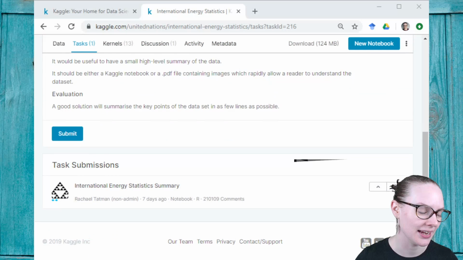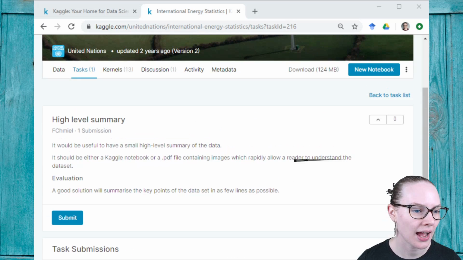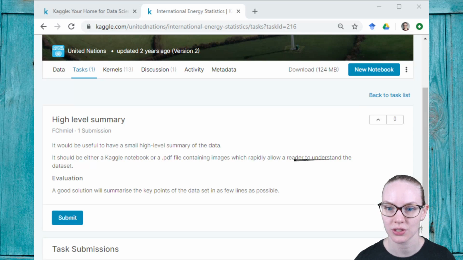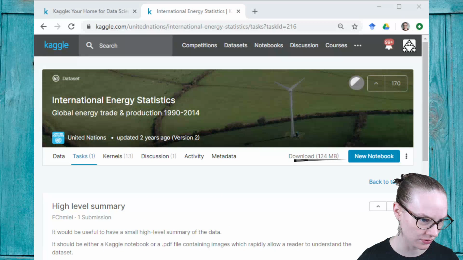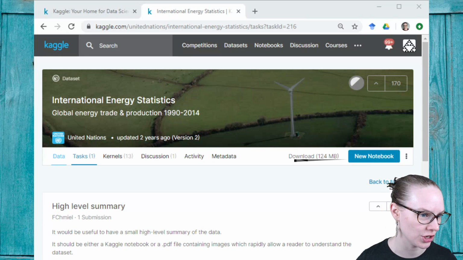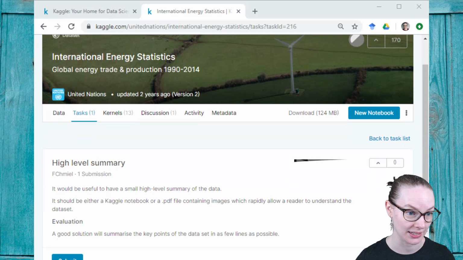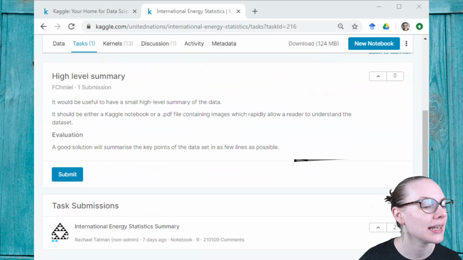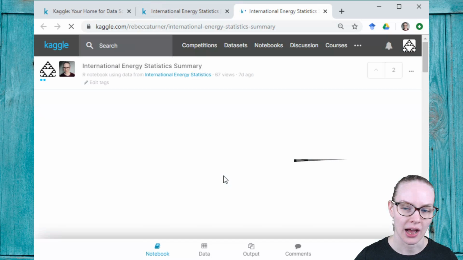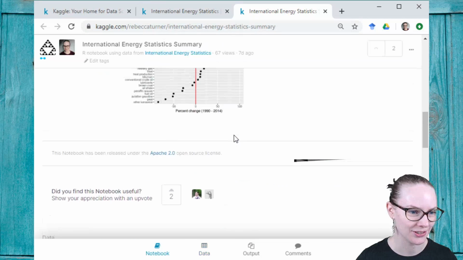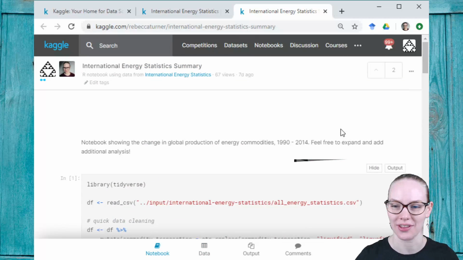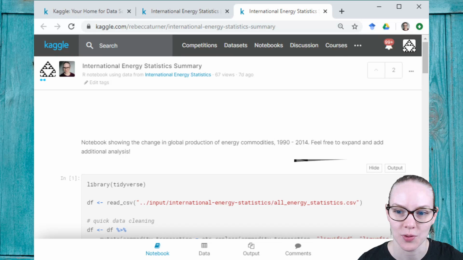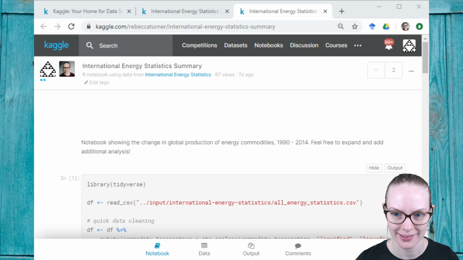So the specific task is creating high-level summary statistics of this particular data set, which is from the United Nations. It's International Energy Statistics, Global Energy Trade and Production from 1990 to 2014. And last week we got started a little bit on this kernel, which as you can see has two visualizations and then a lot of duck paddling under the water to get everything the way that it needs to be.